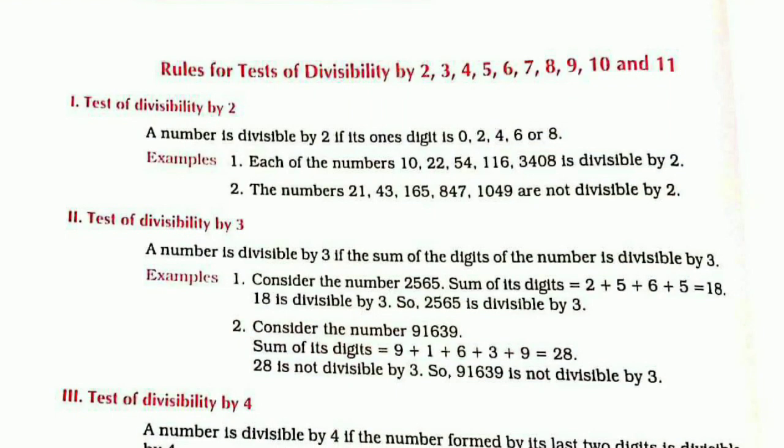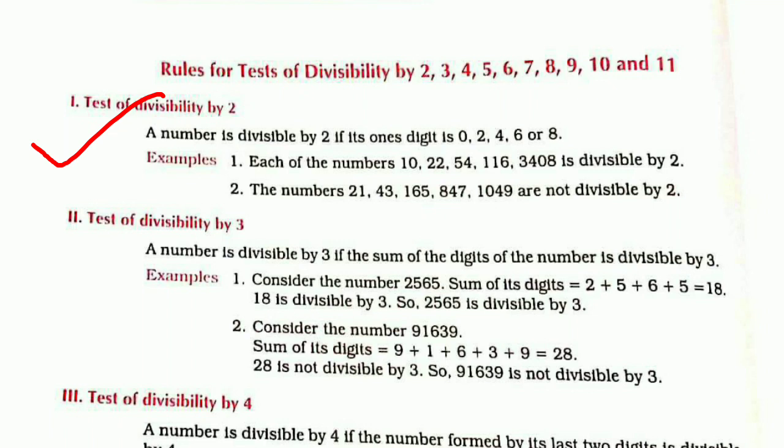These rules will help you to determine whether a number is divisible by another number without actually carrying out the division procedure. So let us have a look at different divisibility tests. Divisibility by 2. If a number is even, that is, it ends in 0, 2, 4, 6 or 8, we say that the given number is divisible by 2. Or in other words, a number is divisible by 2 if its ones digit is 0, 2, 4, 6 or 8.